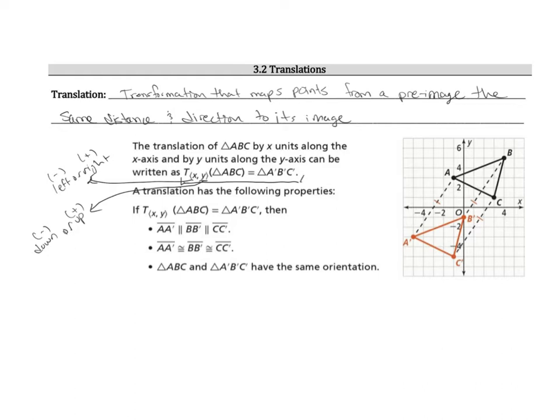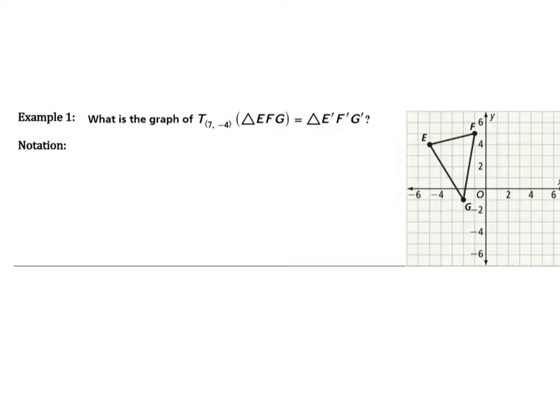triangle. Okay, and these are rigid motions, right? This is one of the three rigid motions. You can see they have the same orientation. They're the same distance away, and they're also the same length and same size. So we'll jump into an example.